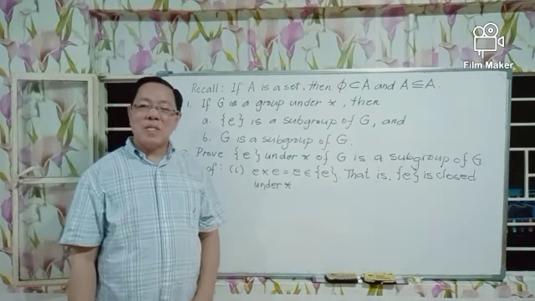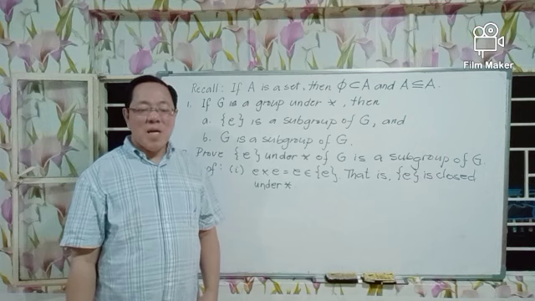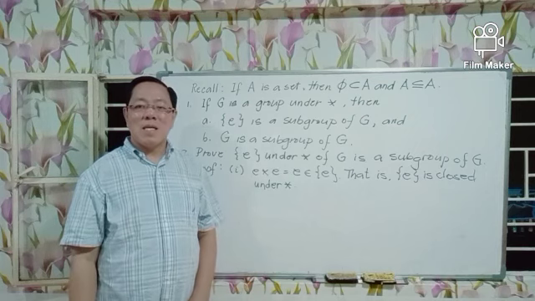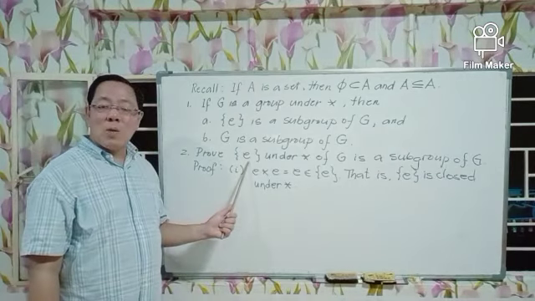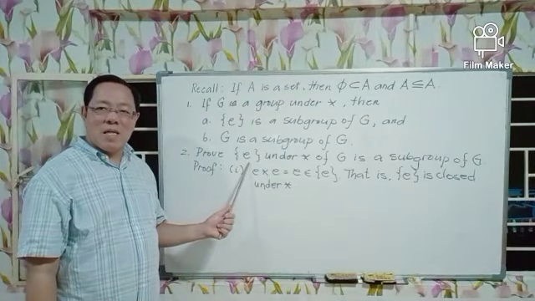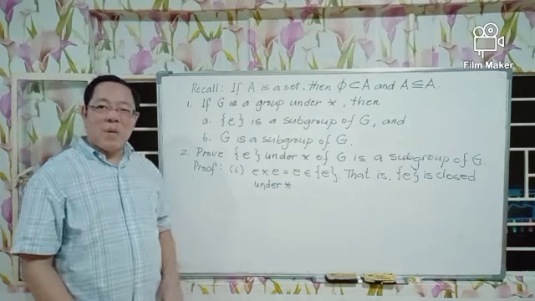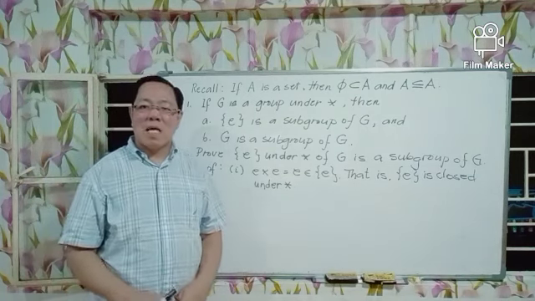The second property, we verify that the identity element is in the subset. And the subset contains only one element and it is the identity element. So the second property is obviously satisfied.